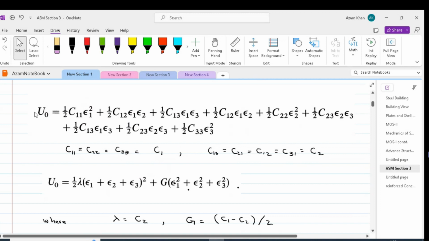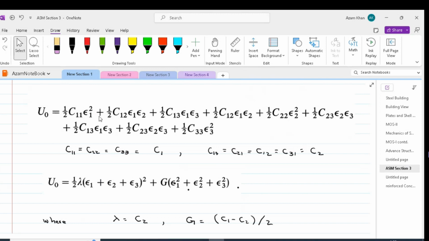Please note that the expression of strain energy density, which we have written over here in the form of principal strains, is valid for isotropic as well as anisotropic material. Once we plug these constants in our strain energy density equation, then it will be confined to isotropic material. These constants can be plugged into this equation.